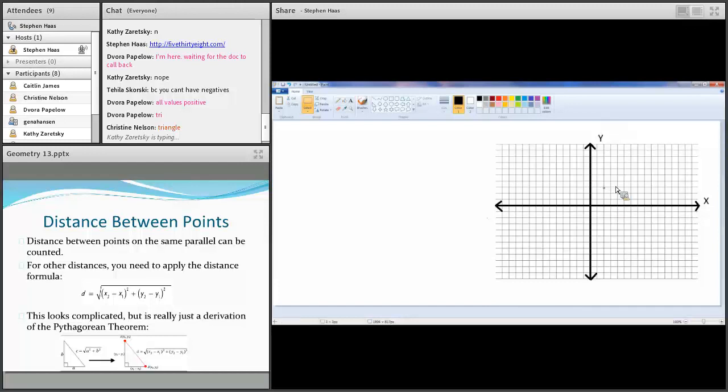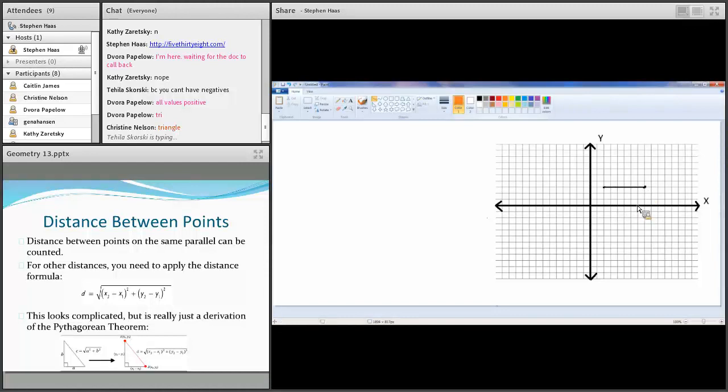Let's say we've got a point over here and a point over here and a line segment that connects them. Let me just draw a normal line segment that connects them. Paint allows me to be a little bit of a better artist. Okay, there we go. Now, can anybody tell me what the length of that line segment is?